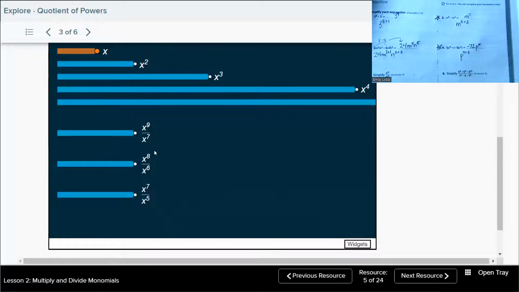Now, are they taking the bottom exponent minus the top exponent? Or does the order matter with subtraction? What do I do here? What are they doing? Bottom minus top, top minus bottom, order doesn't matter. What do you think? Top minus bottom. Okay, so 9 minus 7, 8 minus 6, and 7 minus 5, those all equal 2.